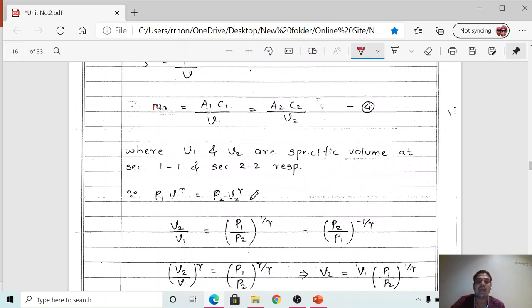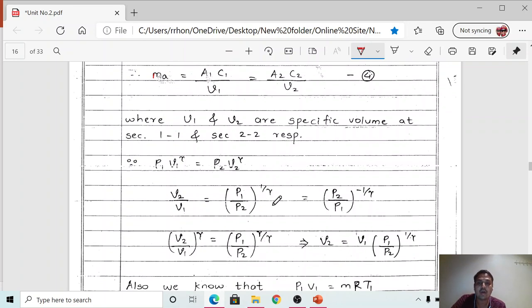P1 V1 raised to gamma is equal to P2 V2 raised to gamma. We know this relation. So according to this relation, we can write V2 by V1 is equal to P1 by P2 raised to 1 by gamma. As we already discussed, there is a use of this particular standard equation form. So again, we can write P1 by P2 raised to 1 by gamma.